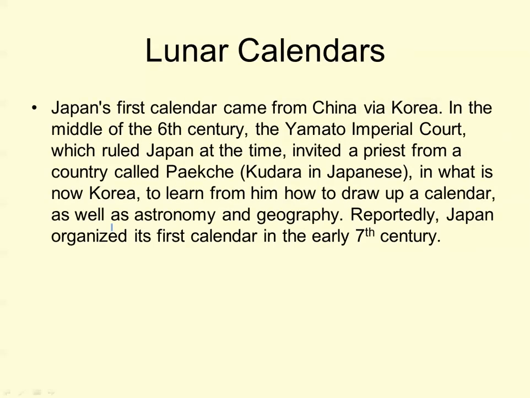Japan's first calendar came from China via Korea. That shouldn't be much of a surprise. That happens often. In the middle of the 6th century, the Yamato imperial court, which ruled Japan at the time, invited a priest from a country called Baekje, or Kudara in Japanese, in what is now Korea, to learn from him how to draw up a calendar. This is what Webb calls a civil calendar, because it was really an important calendar for the government, for the imperial family. So they borrowed this idea for the calendar, as well as ideas about astronomy and geography, from the mainland. Reportedly, Japan organized its first calendar in the early 7th century.